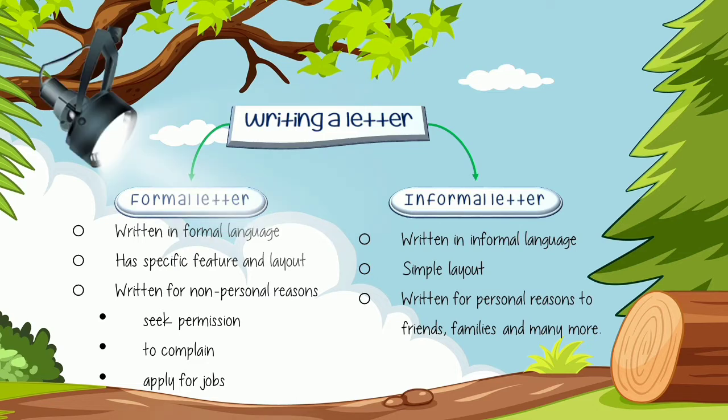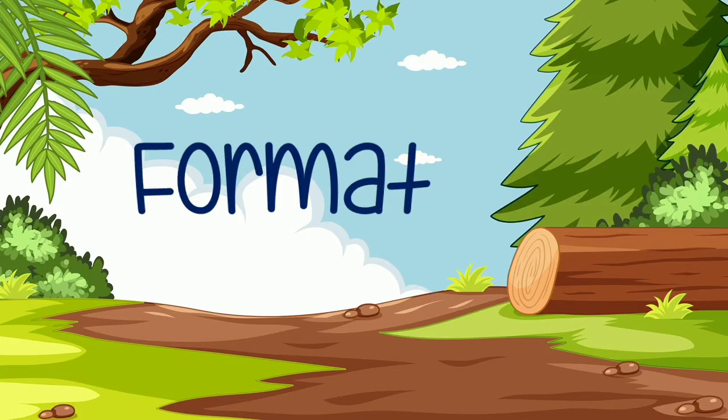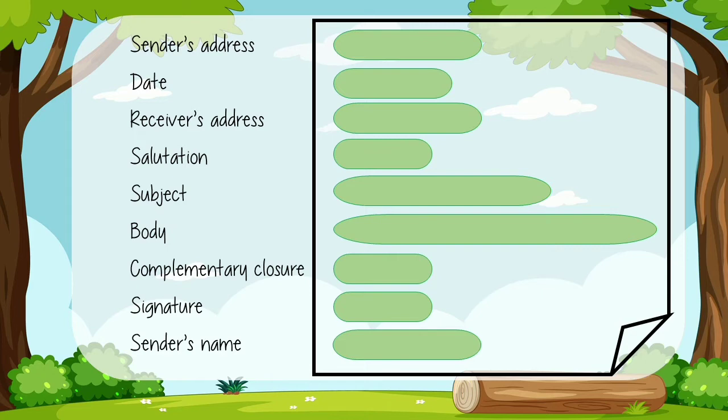So we will focus on formal letter for today. Let's look at the format for formal letter. So we begin with writing sender's address, alamat pengirim. Okay, it means your address. Okay, date, the date in which the letter is written. Receiver's address, alamat penerima. Salutation, kata aduan. Subject, body, maksudnya isi kandungan. Complimentary closure, signature, sender's name.